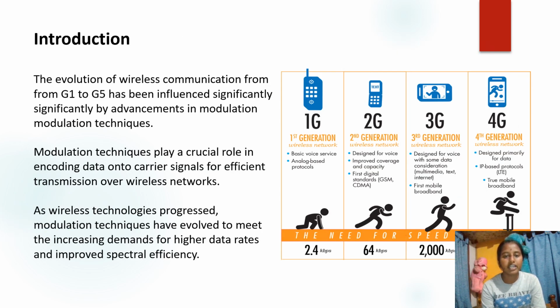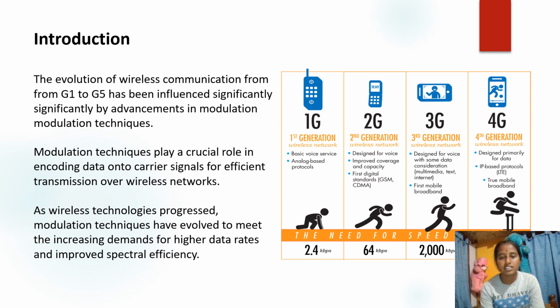The evolution of wireless communication from G1 to G5 has been influenced significantly by advancements in modulation techniques. Modulation techniques play a crucial role in encoding data onto carrier signals for efficient transmission over wireless networks. As wireless technologies progressed, modulation techniques have evolved to meet the increasing demands for higher data rates and improved spectral efficiency. In this picture we can see the four types of generations.